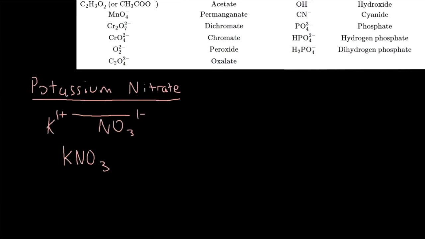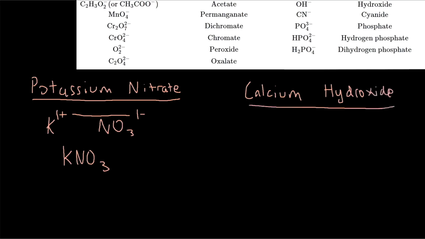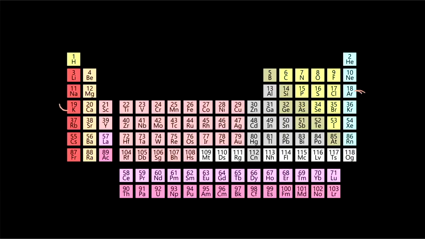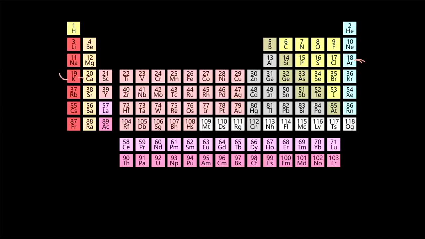Now we're going to try calcium hydroxide. First we're going to figure out the ion for calcium. We go back here and we see that the closest noble gas is argon. From argon it's 1, 2, and 3 over to calcium. No, I'm sorry. From argon, it's 1 and 2 over to calcium. So calcium has a charge of 2+.